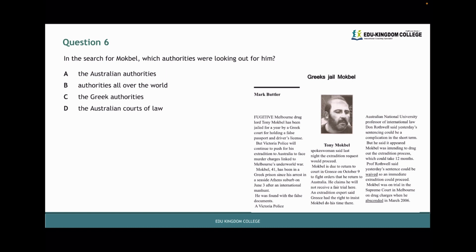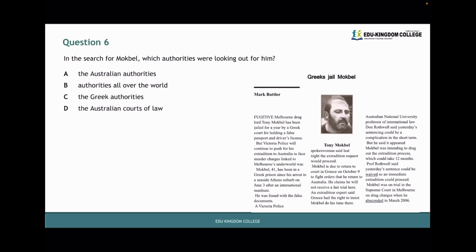So I decided to put in the entire extract because we're given a fair amount of characters in this extract. They have mentioned the Victorian police, Melbourne drug lord, the Greek authorities. We've even got ANU in there. But ultimately, this crime really took place in Greece, right?